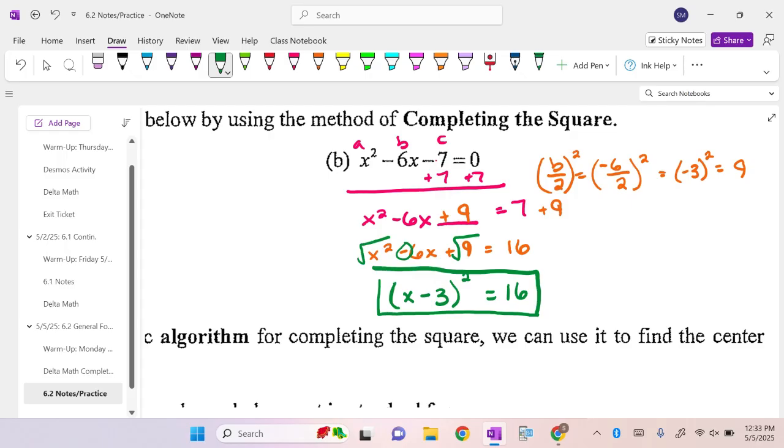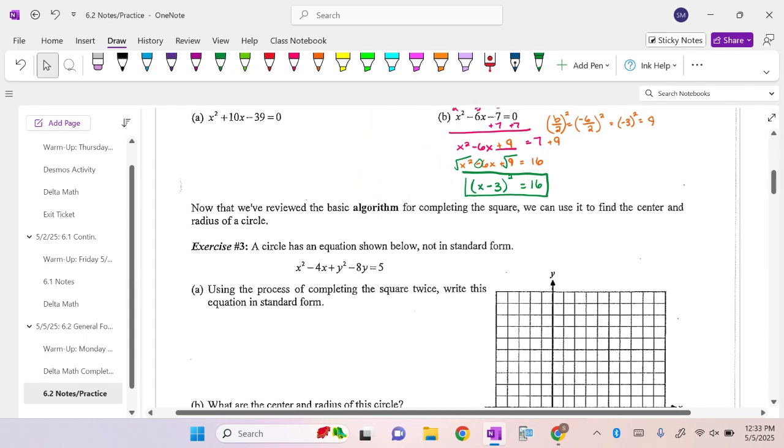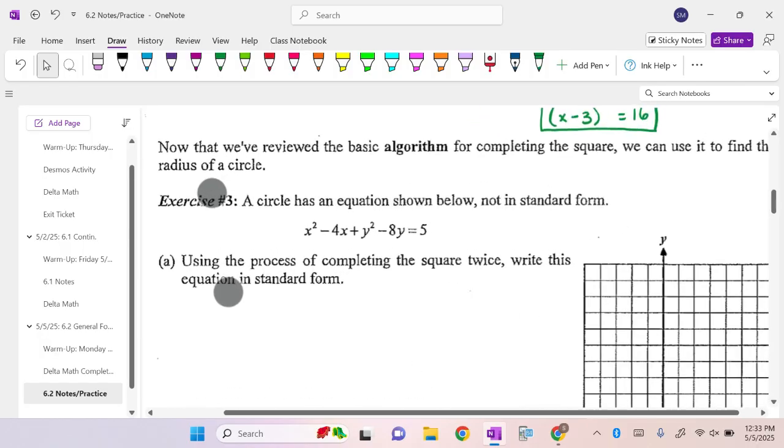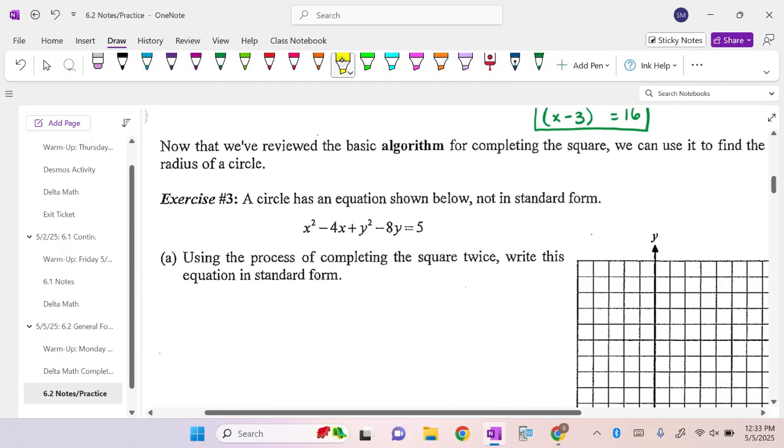Now, the reason we did such extensive practice with completing the square is that we are now going to be looking at the general form of a circle, which looks something like this. So the general form of a circle is not separated like x minus h squared plus y minus k squared. They actually already went ahead and factored it through. So it looks like a bunch of x's and y's all in one form.